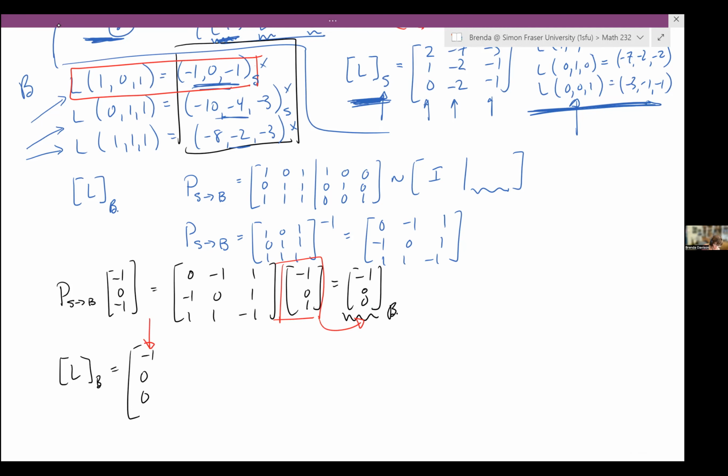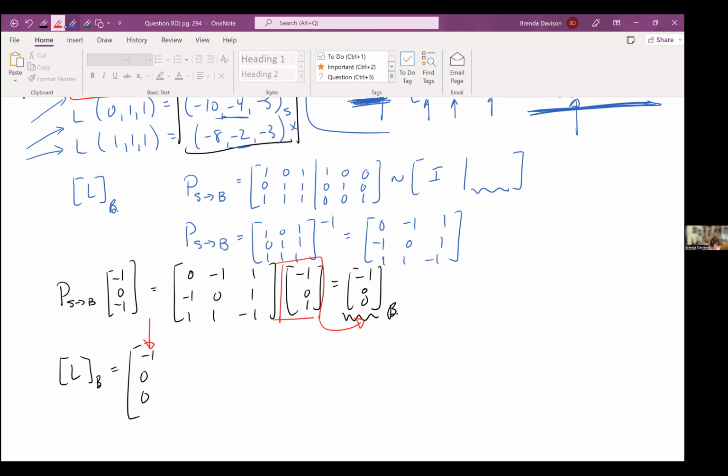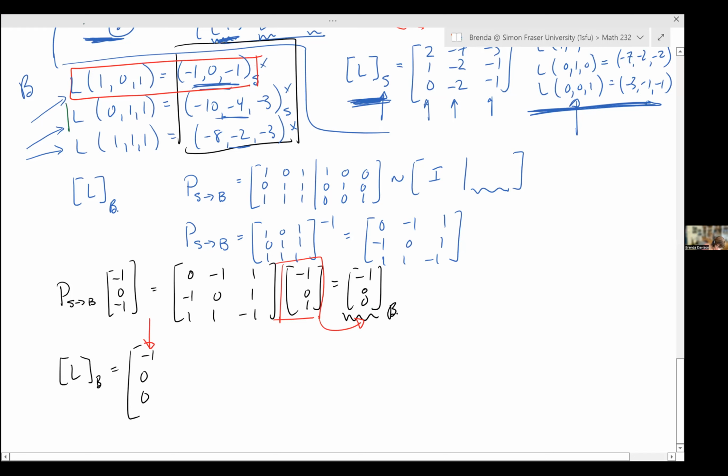I suggest you stop the video and do it yourself. But what I'm going to do is just write out the answer. I'm going to take this vector here. What happened to the second basis vector? It was transformed to this. Now I'm going to take that and represent it in the coordinates from B. Okay, and then I do the same thing for the third one.